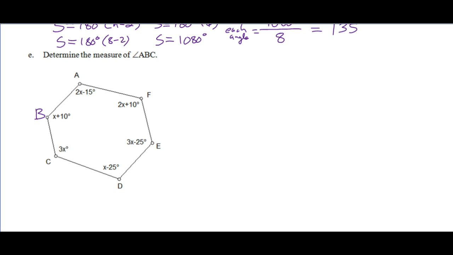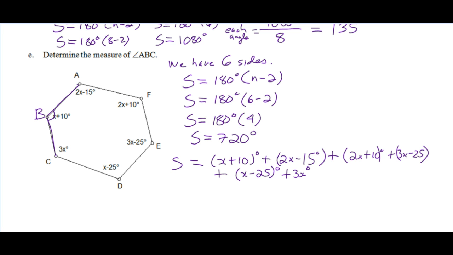Which angle is ABC? Which of these? It's x plus 10, right? So ABC says you start here, you go here, and you go here. This is the only angle, right? So it's the middle letter, really, of this one. Okay, going from A to B to C. All right, so figure it out.